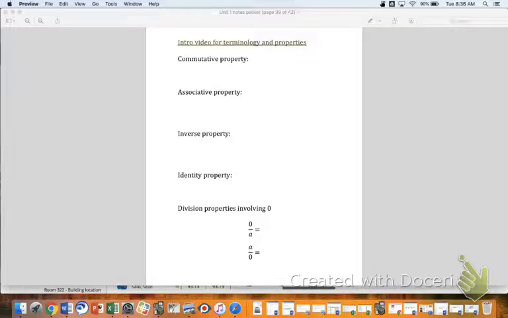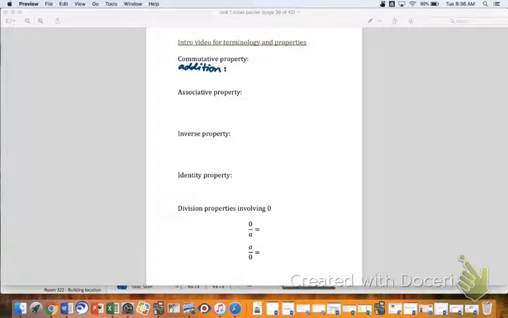The first property is the commutative property, and the way that I remember this one is commutative sounds an awful lot like commute, and commute means to change location, go from your house to work or from your work to your house.